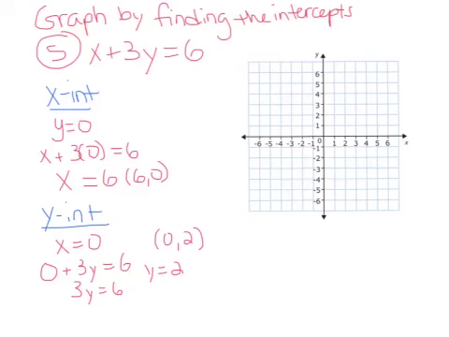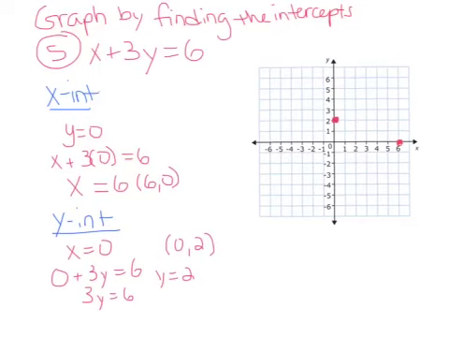So now go ahead and graph these. You first can draw either one. So I'm going to draw my y-intercept. It's at 0, 2. My x-intercept is at 6, 0. So your last step is to draw a line through the 2 points. And once you do that, you're done.